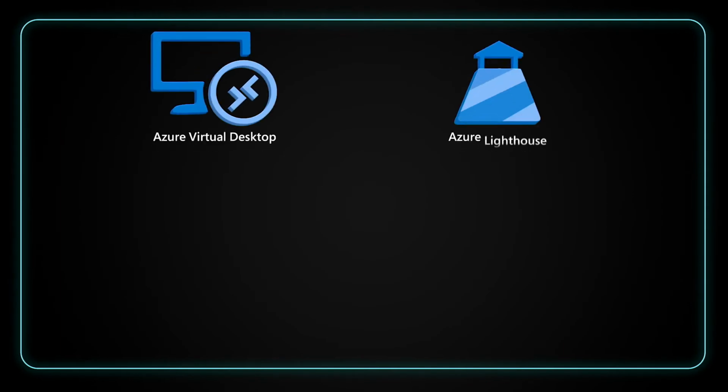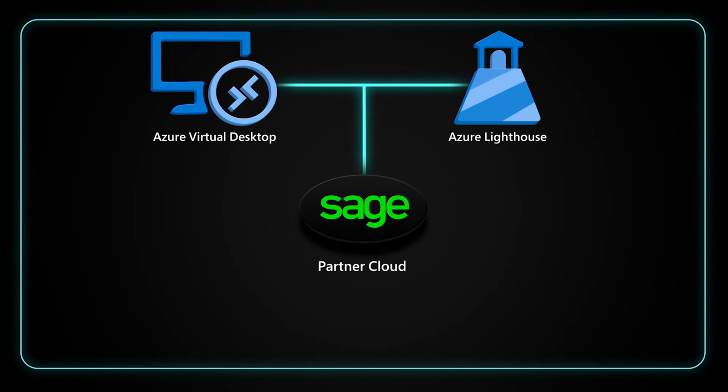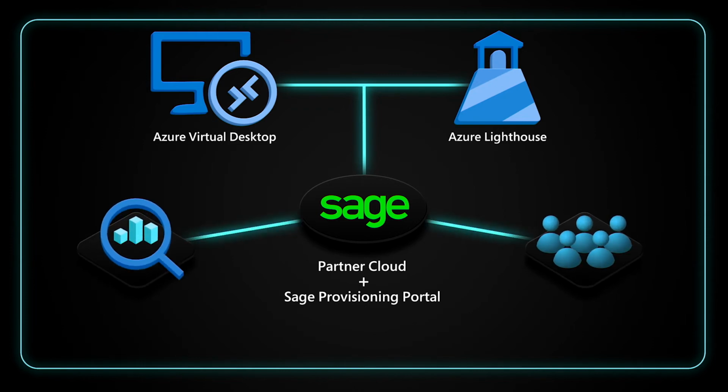We currently utilize Azure Virtual Desktop and Azure Lighthouse as a part of the solution for Sage Partner Cloud, which leverages our provisioning toolset called Sage Provisioning Portal. It's based on an existing offering we've had in market for over 8 years and has over 9,000 Azure sites and 36,000 customers currently on it.